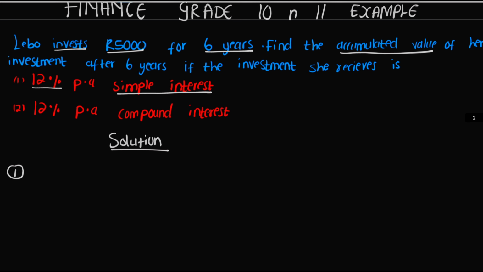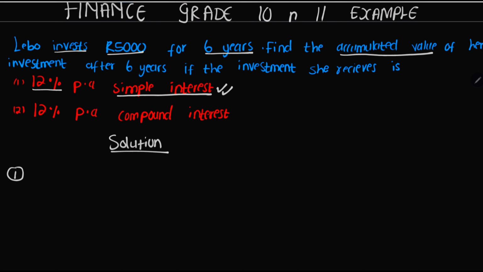But firstly, let's determine which formula we are going to use. Are we going to use the simple interest formula, or are we going to use the compound interest formula? We're going to use the simple interest formula because they have specified that it is simple interest. So A is equal to P, open bracket, 1 plus i n, close bracket. Remember, the simple interest formula is so simple that it doesn't even have an exponent.